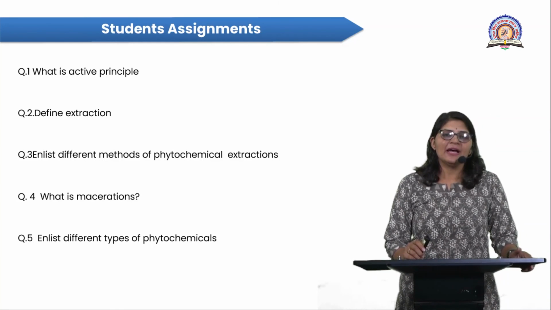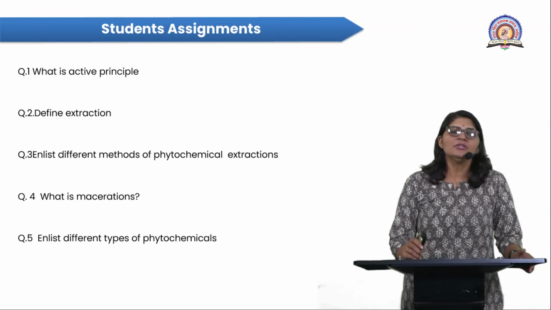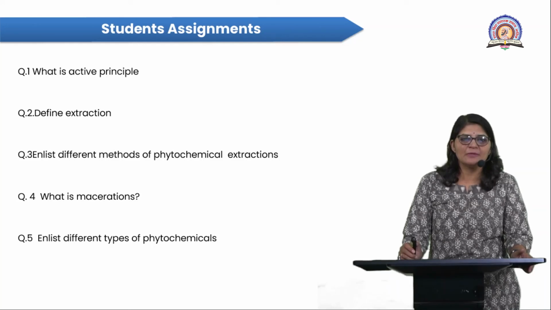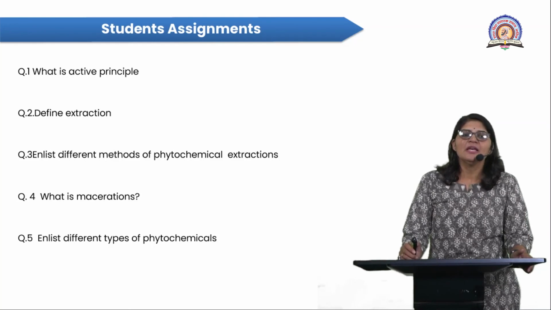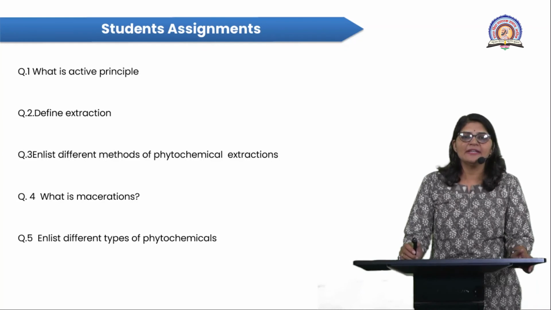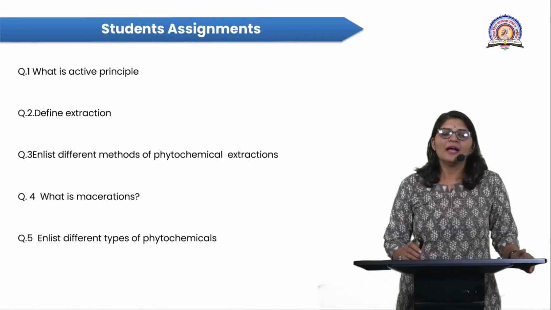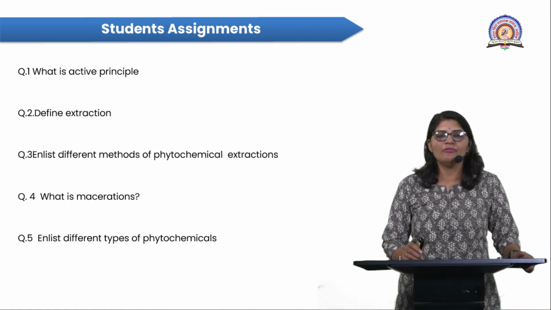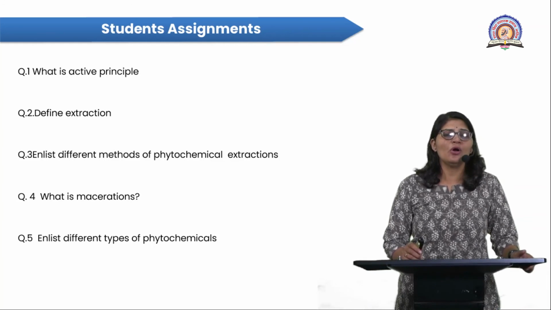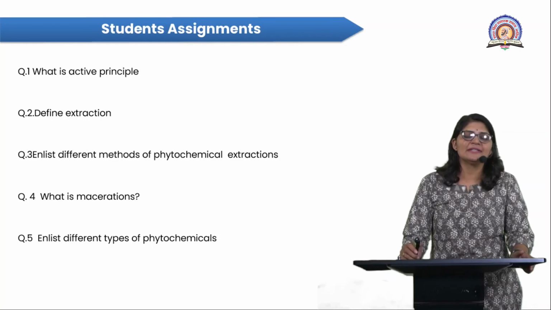On that, the student assignment is given here. Question 1: what is the active principle, or define active principle? Question 2: define extraction. Question 3: analyze the different methods of phytochemical extraction. Then, what is maceration, and analyze the different types of phytochemicals. All these 5 questions are given in this student assignment section.